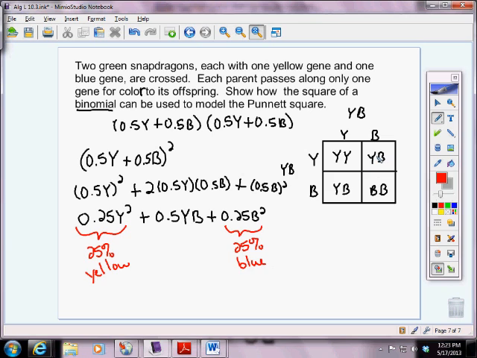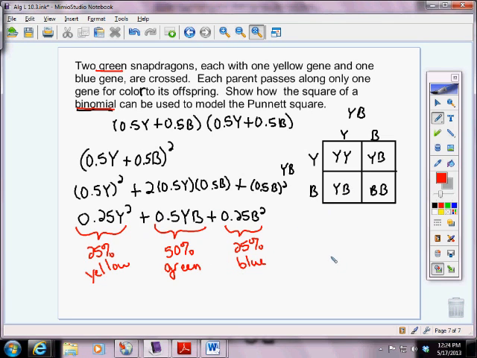And I know I said earlier it depends which is dominant. Well, they're green snapdragons. If we combine yellow and blue, we get green. So that means 50% of the snapdragons will be green. So by using the square of a binomial, we can show this chart of the percentage of each one. 1/4 of the chart, 25% is yellow. 1/4 of the chart, 25% is blue. And then we have 2 squares here, so 50% are green.